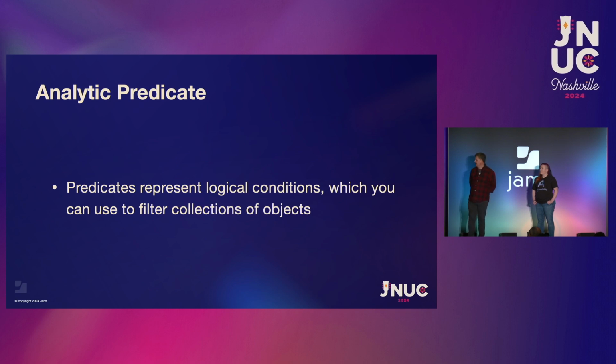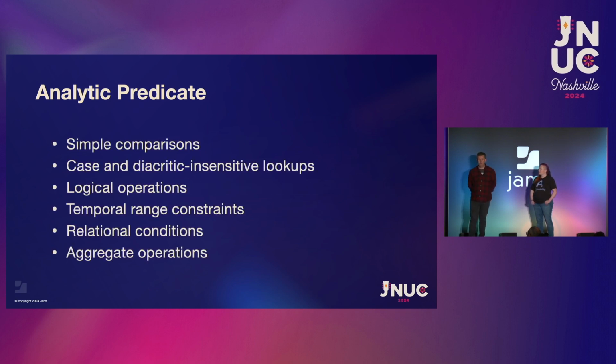So when it comes to these predicates, all you're pretty much doing is just comparing values. You're going to take some of the attributes you're interested in and compare them to particular values you're interested in. These can be simple comparisons like equals, not equals. We've got case and diacritic insensitive lookups, so we can do a case insensitive search on a file path. We've got logical operations like true or false. We've got date constraints. We've got relational conditions, which are basically partial matches. And we've even got aggregate operators, where we can count items. So maybe you want to count how many times a particular value or key appears in a preference file. Okay. So these are all tools at our fingertips.